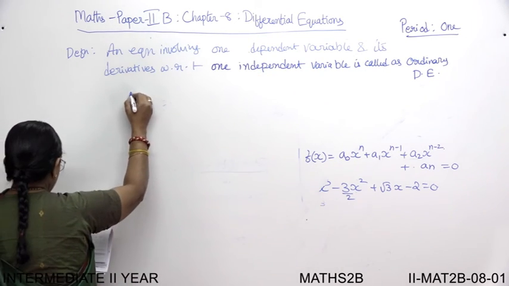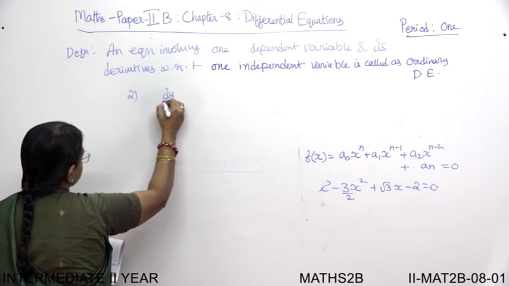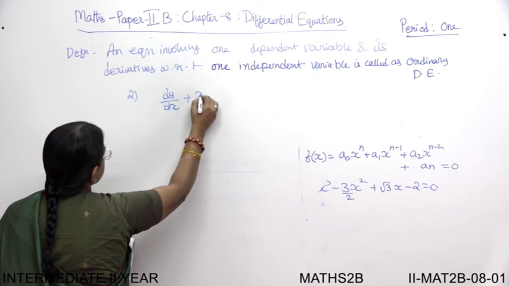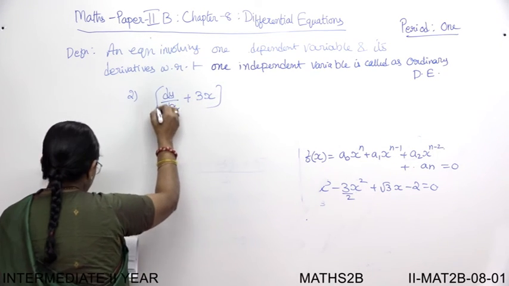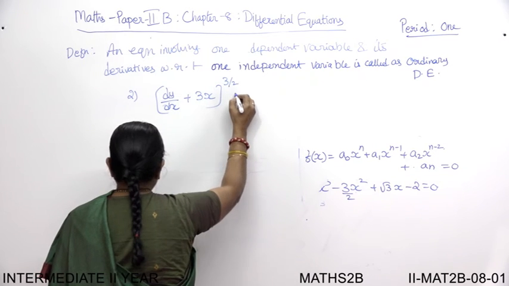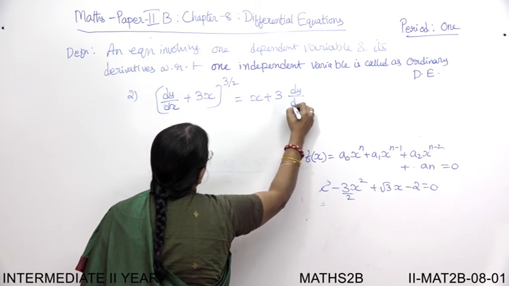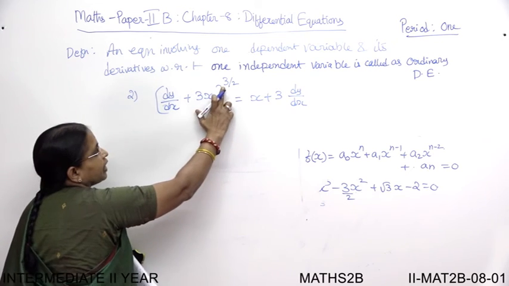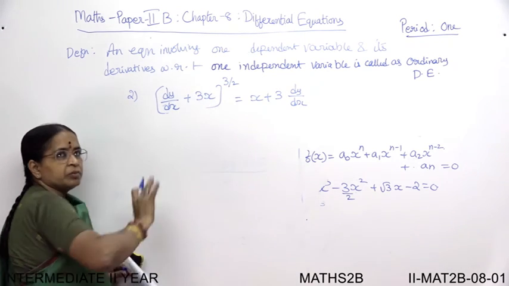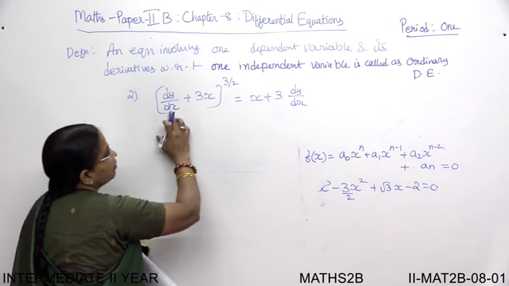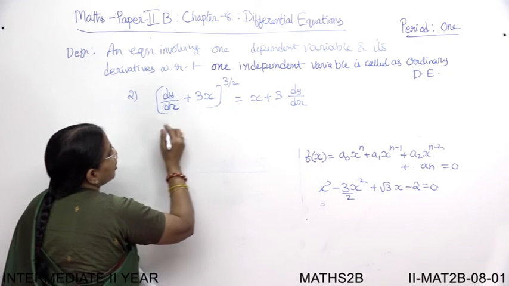Suppose I have the differential equation (dy/dx + 3x)^(3/2) = x + 3 dy/dx. Now see, you have a fractional power for this, so you must remove the fractional power. So what will you do? You will square on both sides.